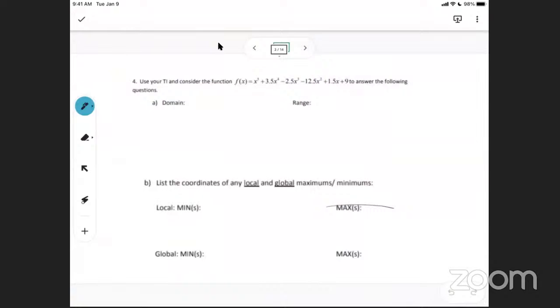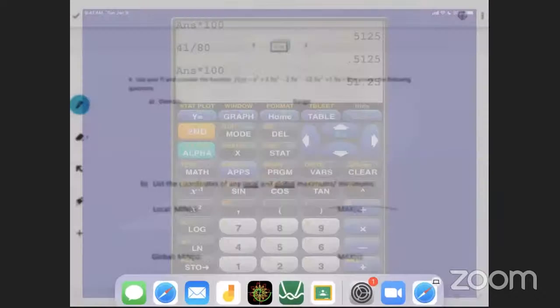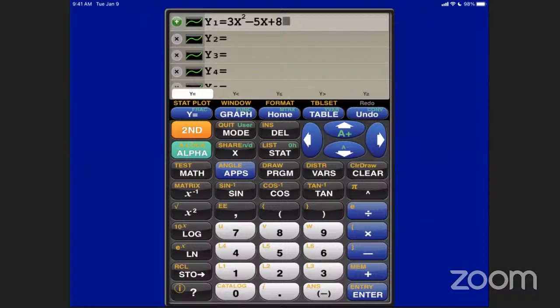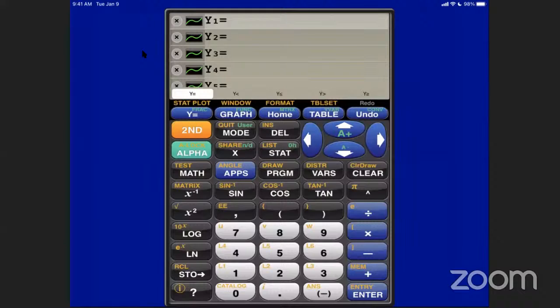It says use your TI and consider this function to answer the following, find the domain and the range. So now they want you to use your graphing calculator. So tell me what this is. I'll use my graphing calculator here. What's the first term? X to the 5th. Oh, actually I can see it here. I'm just looking at the stream since I'm streaming it. X to the 5th.